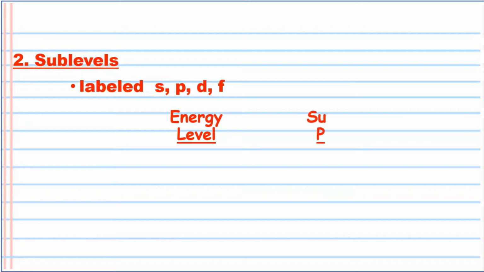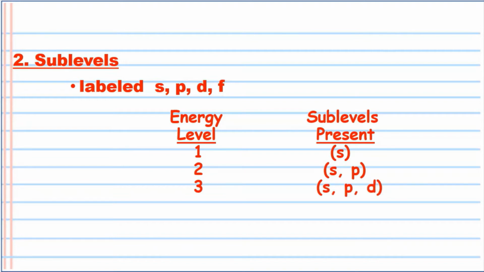Energy levels do not all have the same number of sublevels in them. So the first energy level only has one sublevel. It only has S. Second energy level has S and P. Now you might start to see a pattern here. Can you predict how many sublevels you think are in the third energy level and what those sublevels would be? Third energy level is going to have 3 sublevels, S, P, and D. And now can you predict what's going to be in the fourth energy level?